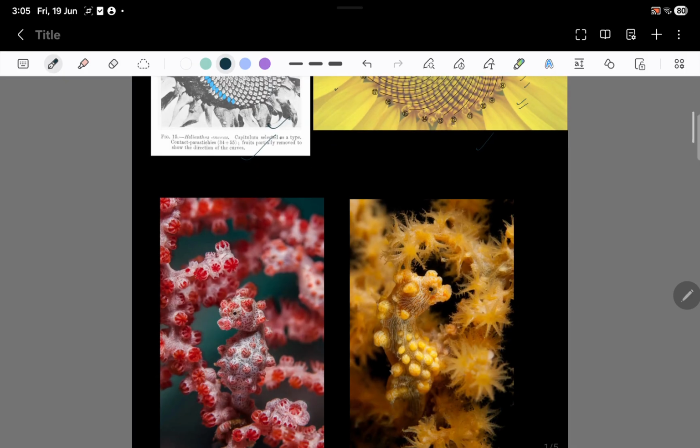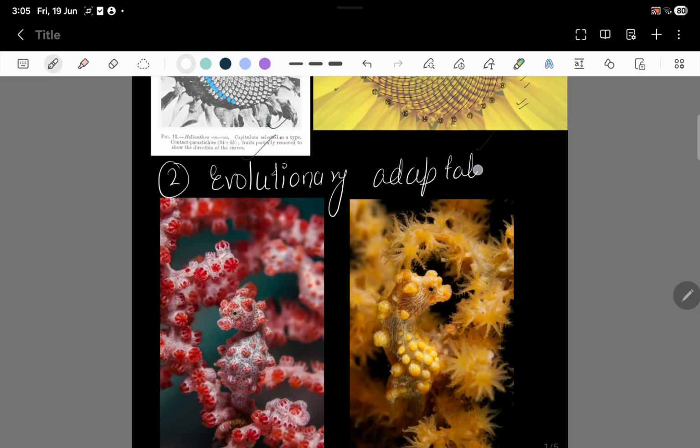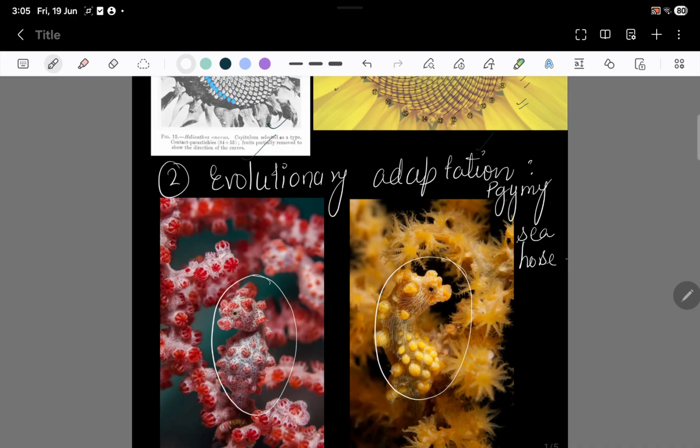Now next is evolutionary adaptation. Evolutionary adaptation. Here you can see this beautiful pygmy seahorse. See, this one. These pygmy seahorses, okay, what is the spelling? P-Y-G-M-Y, pygmy, seahorse. You know a seahorse is a fish, right?